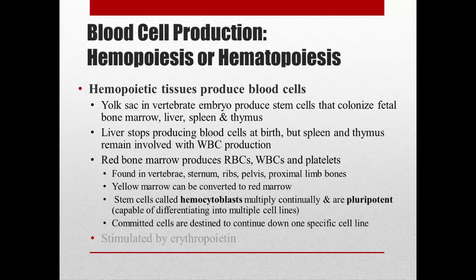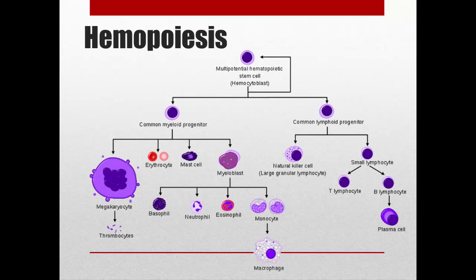That doesn't work. The process of hemopoiesis, or hematopoiesis, is stimulated by erythropoietin, a hormone that's produced by your kidney in response to low oxygen levels. So here's the family tree, so to speak, of all the different blood cells. Here's our hemocytoblast up here. Again, it's pluripotent, or multipotent, same thing. That is basically it can differentiate into any one of these cells that are listed or shown here.